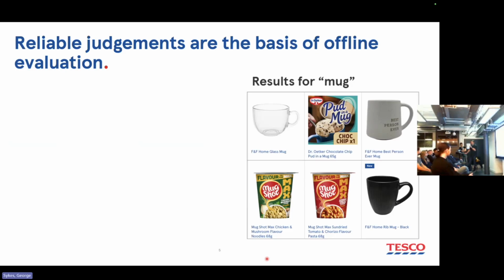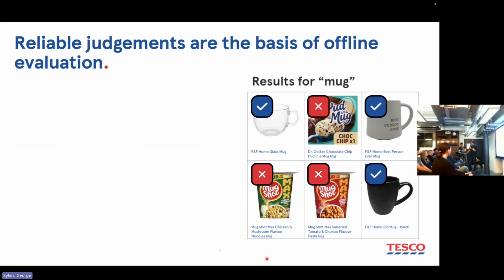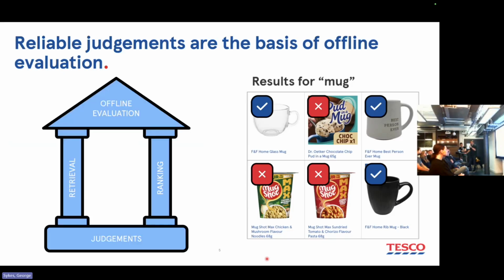But in order to do offline evaluation, we need something called judgments. Now, judgments are just a prediction of relevance. For this particular example, someone searching for mug, we've decided that only actual mugs are relevant. Anything with mug in the brand name is not a relevant thing. And that's very much a business decision. That's something that has to be agreed up front. But once you have those judgments, then you can start to build your offline evaluation system.